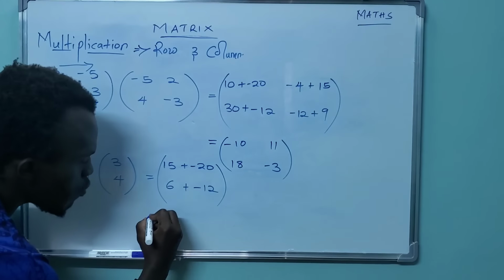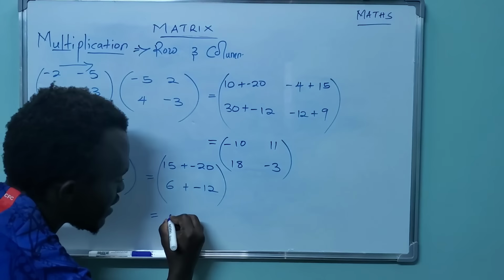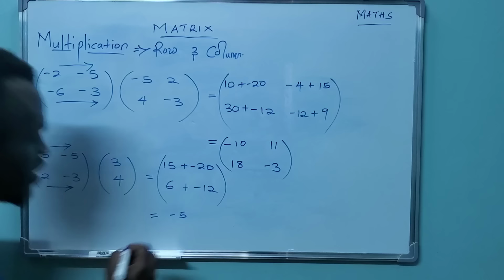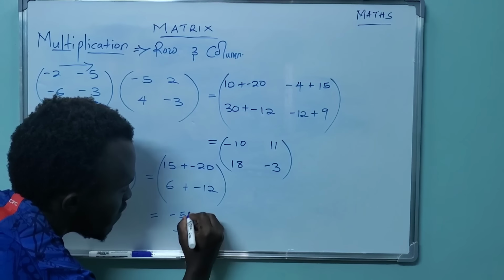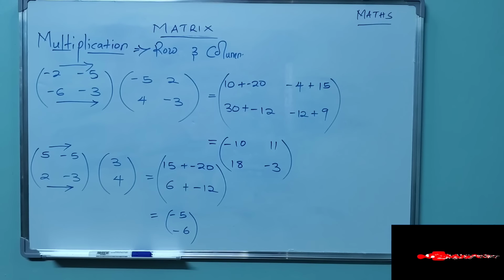Which means what I'm going to have here as my summation, or as my product of those two matrices, is 15 plus -20, that is going to be -5. And then 6 plus -12, that is going to be -6. So it means that the product of the matrix 5, -5, 2, -3, and 3, 4, is going to be -5, -6.